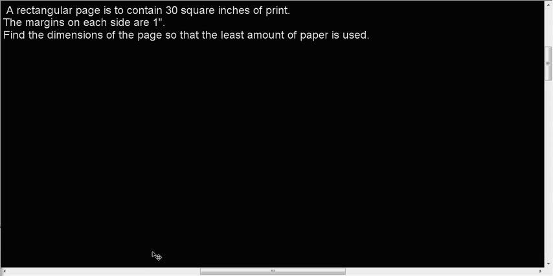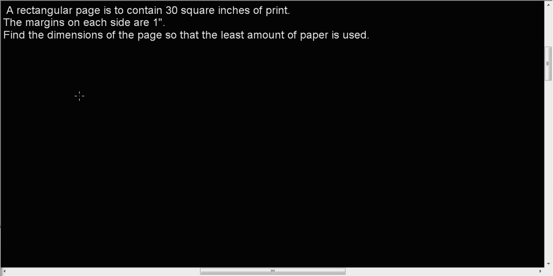This video is, again, we're doing a lot of optimization problems here. And so it's all the same. All right, now we have a rectangular page that is to contain 30 square inches of print. And the margins on each side are 1 inch. Find the dimensions of the page so that the least amount of paper is used.